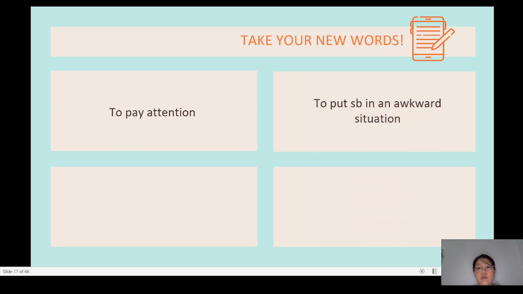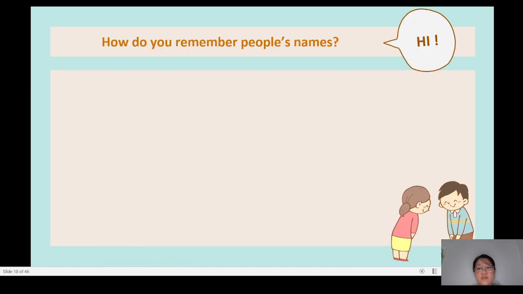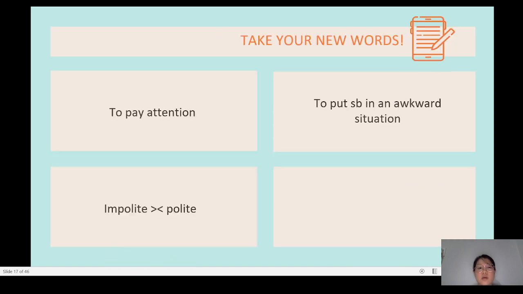Here are some new words. Pay attention is a synonym of concentrate on or focus on. It means that you should put more of your effort, your time, your money or your attempts into doing something.